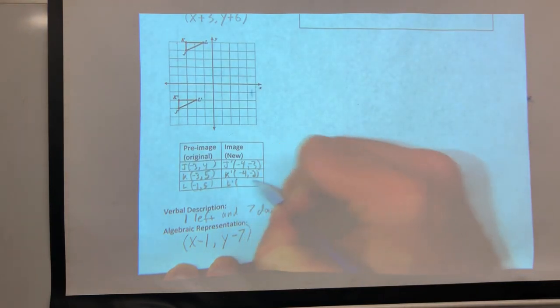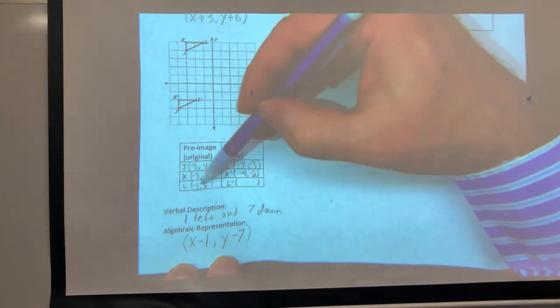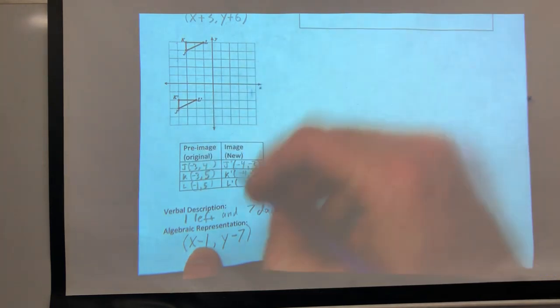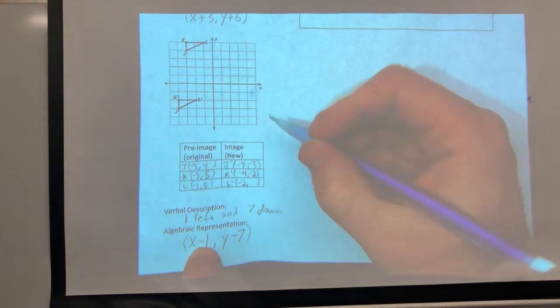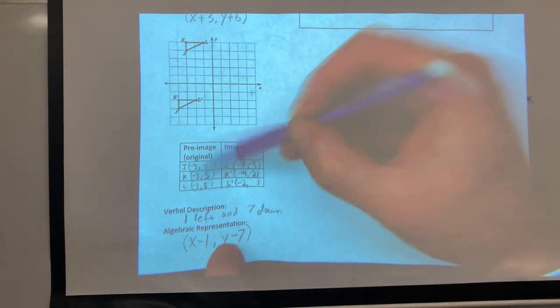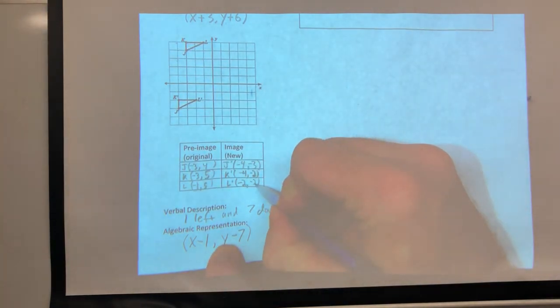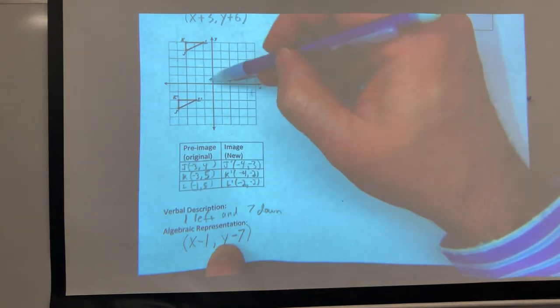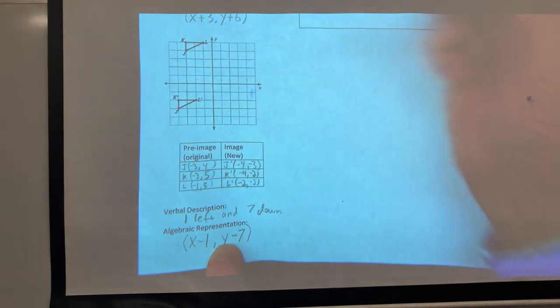So L prime should be, L was at negative 1. Negative 1 minus 1 would be negative 2. And L was at y-coordinate 5. 5 minus 7 is negative 2. So that means L prime should be at negative 2, negative 2, or 2 left, 2 down. There it is.